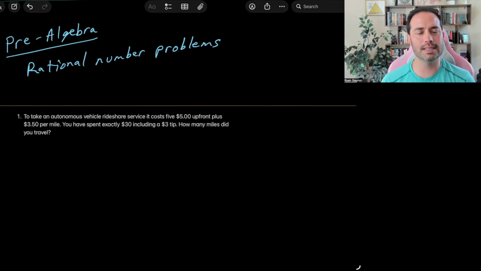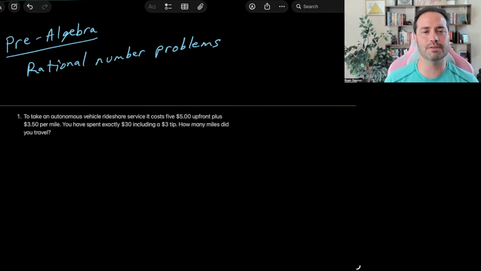To take an autonomous vehicle rideshare service, it costs $5 up front plus $3.50 per mile. You have spent exactly $30, including a $3 tip. How many miles did you travel? Okay, so we're going to read it again. We're going to pick out some of the key words and phrases.